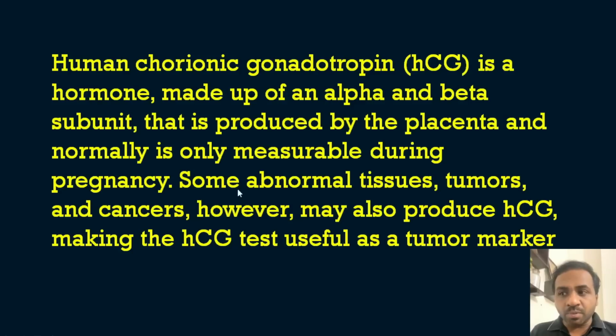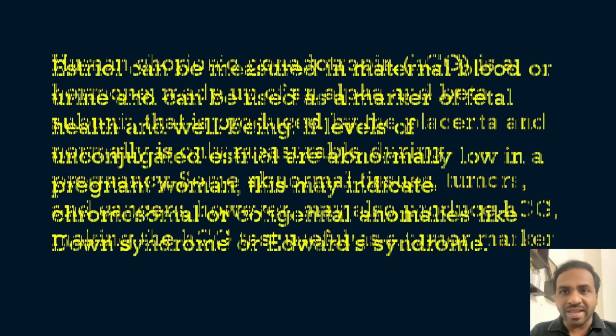Some abnormal tissues like tumors or blood cancers may also produce HCG, making the HCG test useful as a tumor marker. Normally it is produced only during pregnancy, but in some other cases, abnormal cells or abnormal growths can also secrete HCG, and that can be detected, so it is useful as a tumor marker. Okay, so that is HCG.